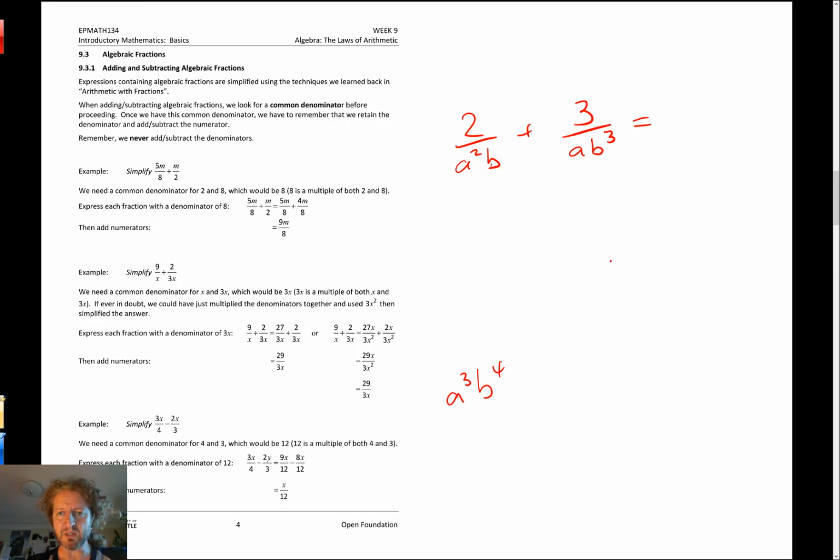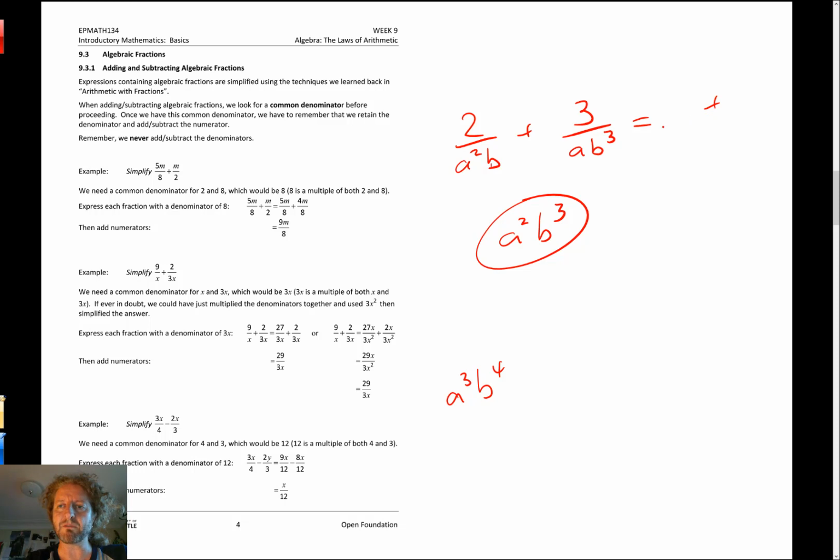That denominator will work. But do I need that many a's? No. I need an a squared and I need an a. An a squared will do. I don't need an a cubed. I just need a number that contains an a squared and an a. An a squared does contain an a squared and an a. What's the biggest number of b's I need? I don't need b to the 4. I need a b cubed. This is my lowest common denominator. And let's check. I'll do it.